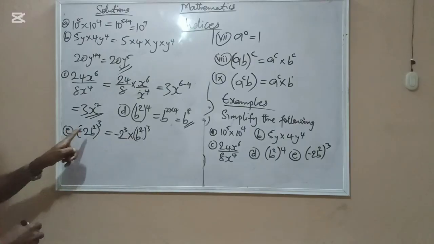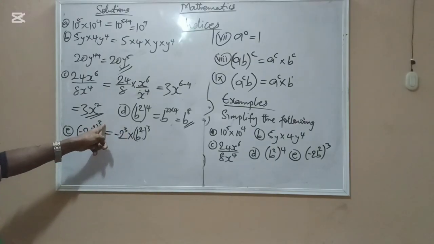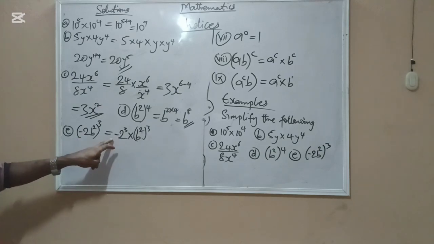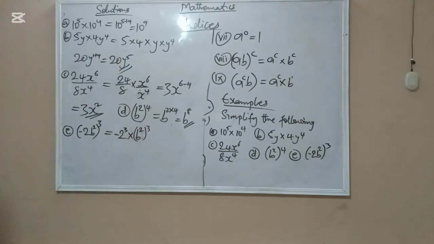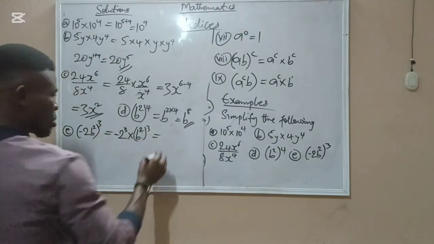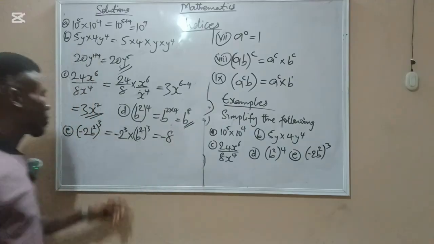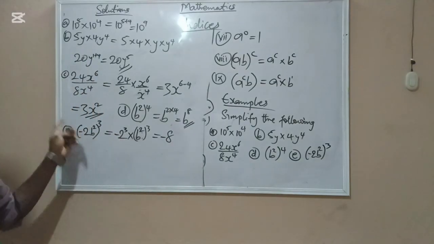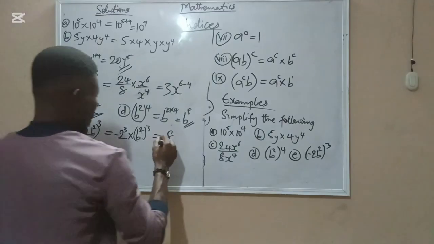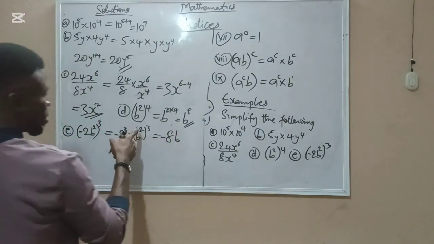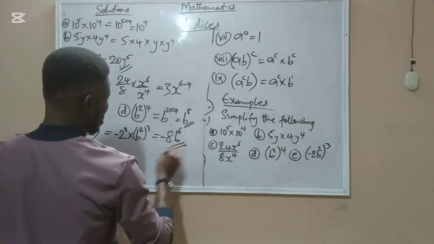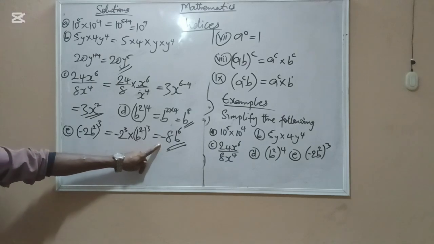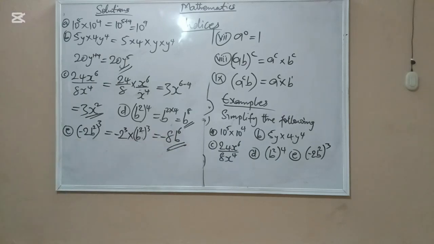The power is outside, so it affects this one. So this is the same thing as minus 2 to the power 3 multiplied by b to the power 2 all to the power 3. And this is the same thing as minus 8. Of course, minus 2 times minus 2 is 4, but then times minus 2 is minus 8. Minus 8 b to the power 2 times 3, like double powers. 2 times 3 is 6. So it's minus 8 times b to the power 6. I think that is all from there.